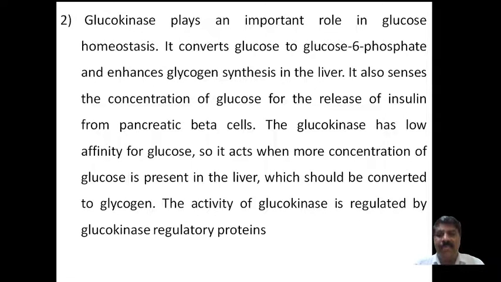It plays an important role in glucose homeostasis. It converts glucose into glucose 6 phosphate and enhances glycogen synthesis in the liver. It also senses the concentration of glucose for the release of insulin from the pancreatic beta cells.